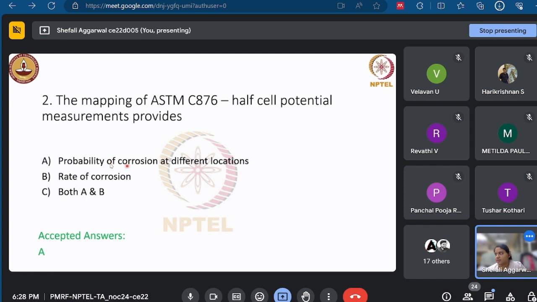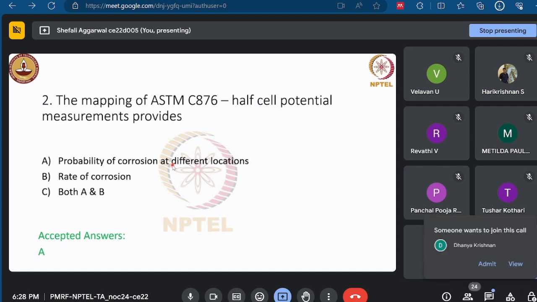The answer is A. From the HCP test, we can only get the probability of corrosion, but we won't get the rate of corrosion. For rate of corrosion, we need to do other tests, like EIS. I think you will study all these tests afterwards: EIS tests, LPR test, and many other electrochemical tests. The basic test we are doing on site, the HCP test, will only tell about the probability of corrosion. We are just saying the more negative the HCP value, the more will be the corrosion. Okay, is it clear?